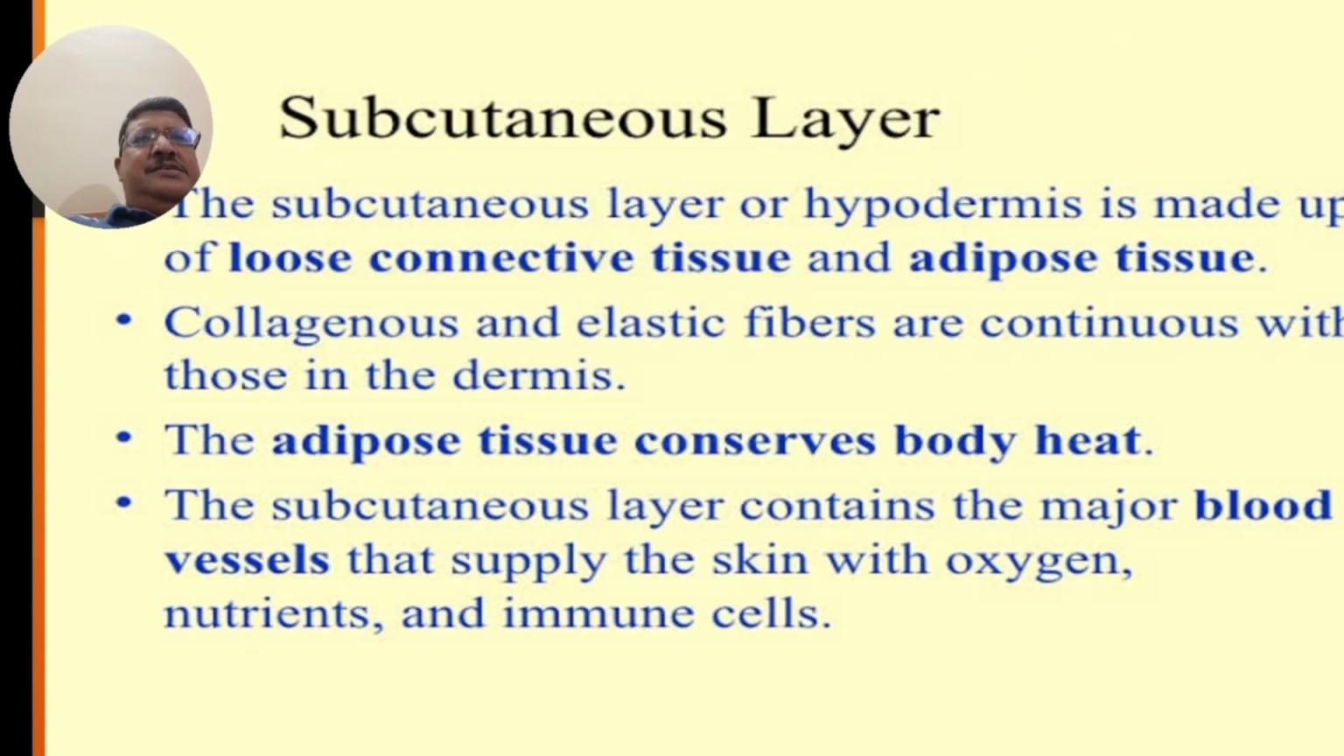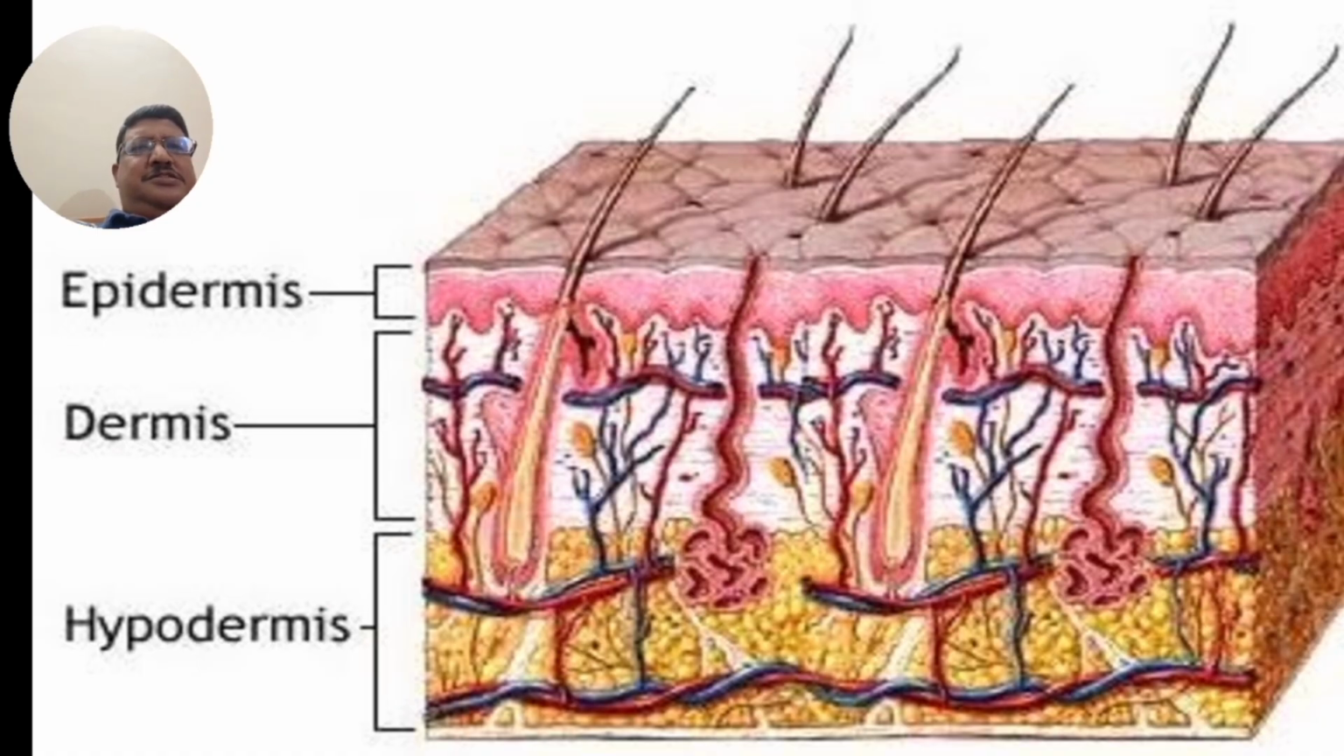Subcutaneous layer. The subcutaneous layer or hypodermis is made up of loose connective tissues and adipose tissues. Collagenous and elastic fibers are continuous with those in the dermis. The adipose tissues conserve body heat. The subcutaneous layer contains the major blood vessels that supply the skin with oxygen, nutrients, and immune cells. So these are the structures of the hypodermis.